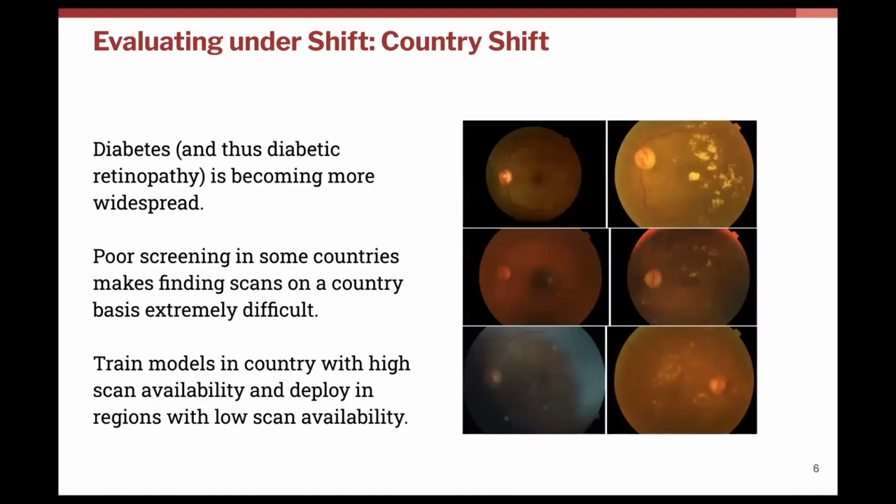Just like there is scarcity of scans of sight-threatening diabetic retinopathy, there is a lack of scans in countries that do not have widespread screening of the disease. Thus, it is very likely that a model would be trained in one region like the United States, where there are a lot of scans performed, and deployed in a region where scans are a rare occurrence. This can pose issues, as training and test data may not be obtained from the same patient population nor collected with the same medical equipment. Examples of these images are shown on the right.